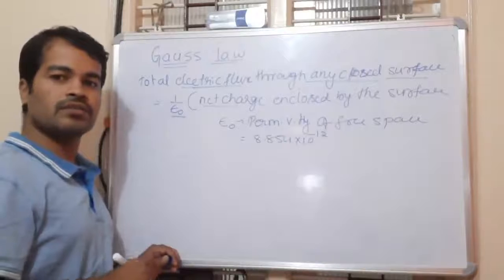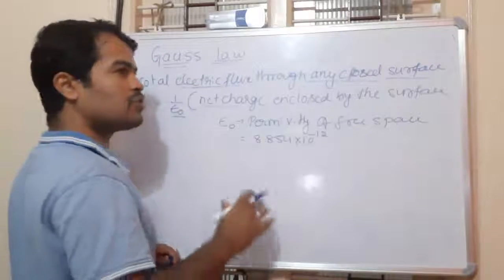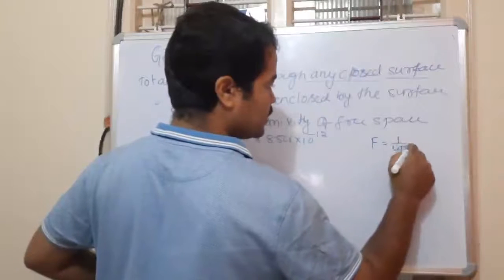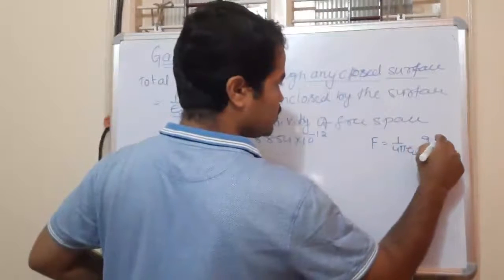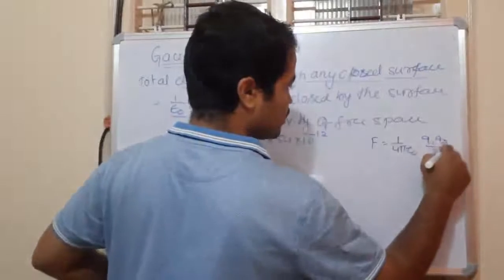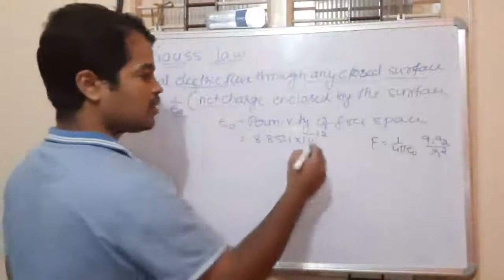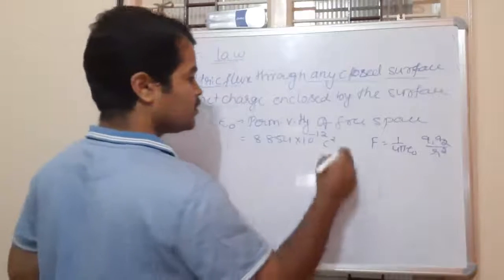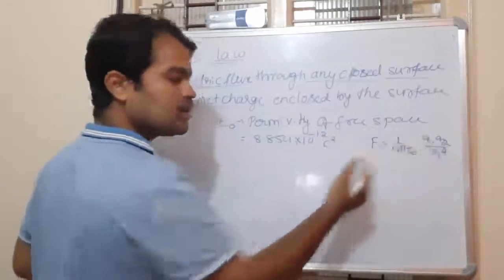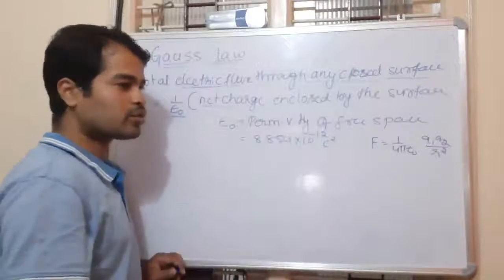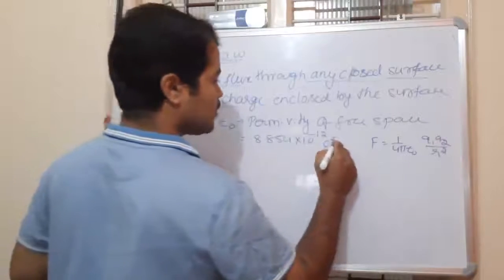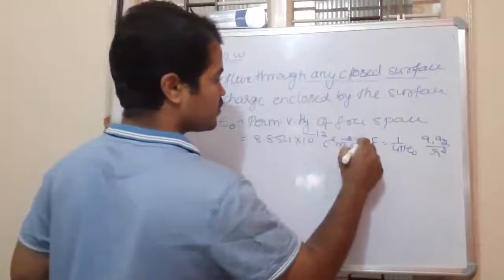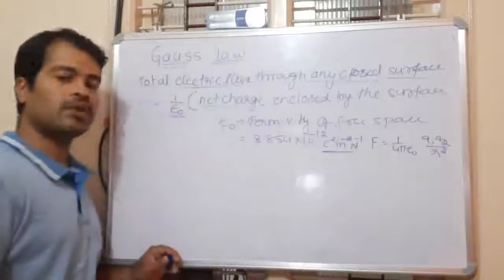From where have we taken it? From Coulomb's law. Using this equation, 1 by 4 pi epsilon naught into q1 q2 by r square, we need to find the unit. So it will become Coulomb square, since it is Q1 Q2, into per meter square, into per Newton. That is the unit of permittivity.